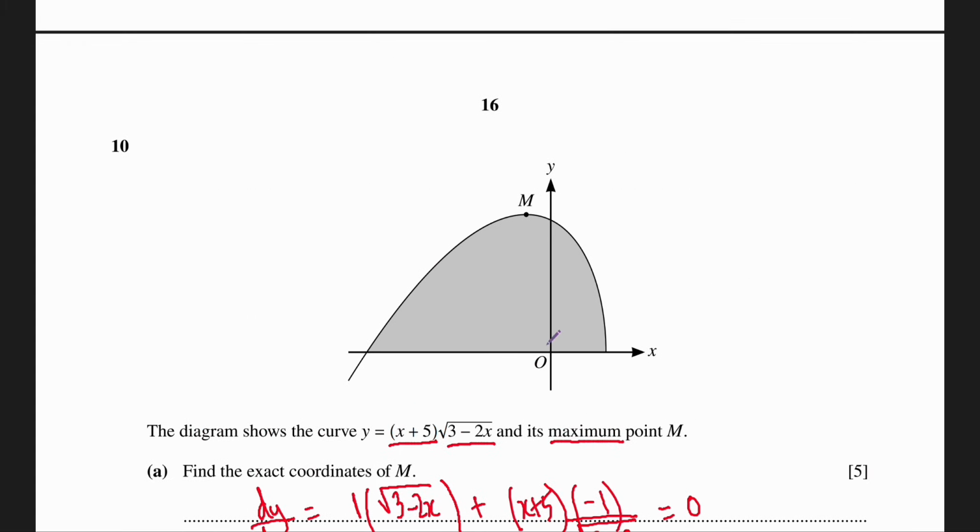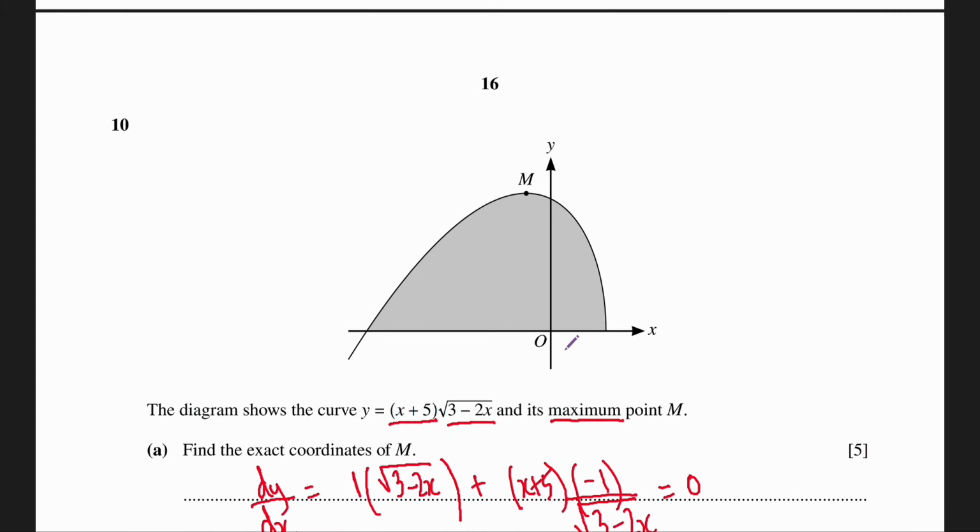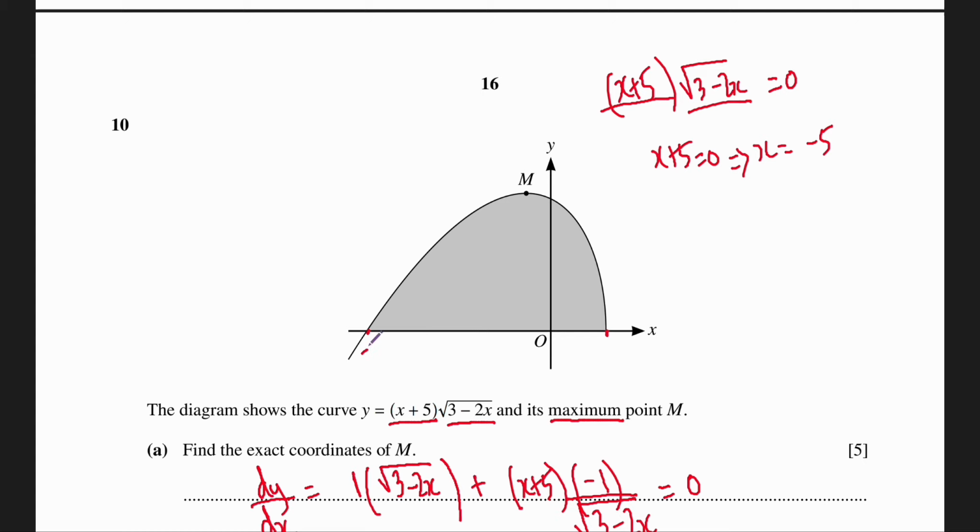So to find the integral, first we need to know what these numbers are right here. We need to know what this point is, and we need to know what this point is. Well, those points happen when y is equal to 0. So when x plus 5 times square root 3 minus 2x is equal to 0, those are the 2 points we need. So either this is equal to 0 or this is equal to 0. Let's start with this right here. So if x plus 5 is equal to 0, then x is equal to negative 5. Right? So that's negative 5 right there.